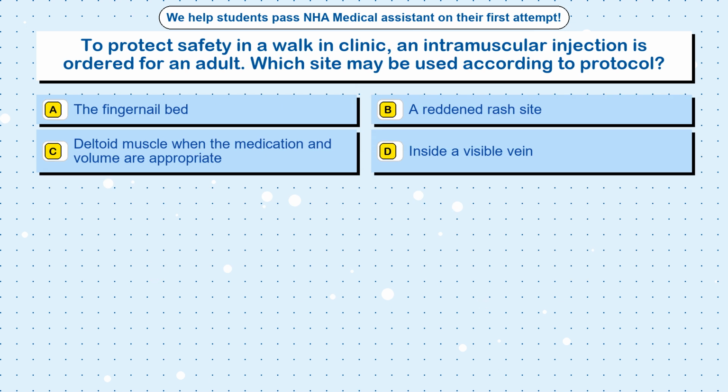Question 54. To protect safety in a walk-in clinic, an intramuscular injection is ordered for an adult. Which site may be used according to protocol? Option A, the fingernail bed. Option B, a reddened rash site. Option C, deltoid muscle when the medication and volume are appropriate. Option D, inside a visible vein.